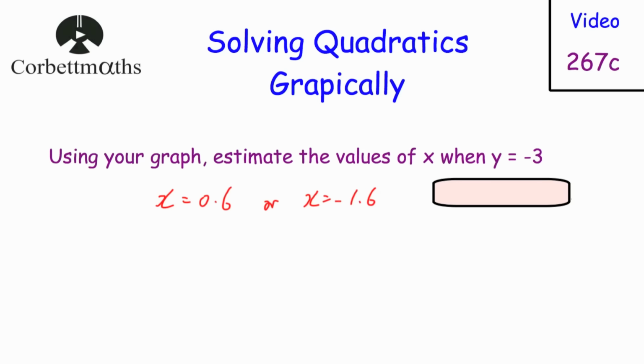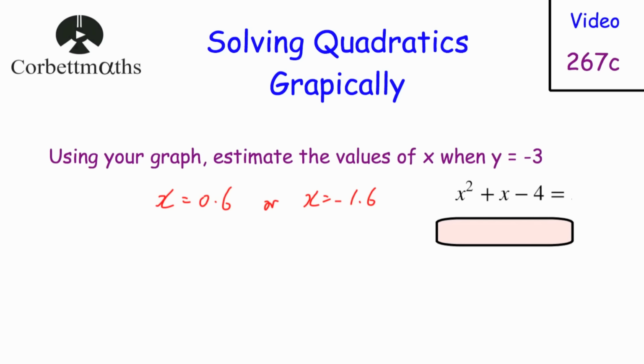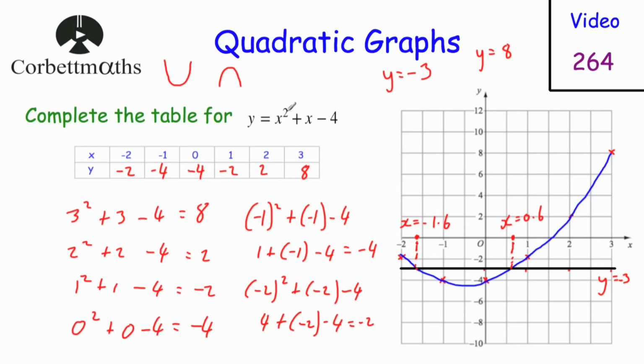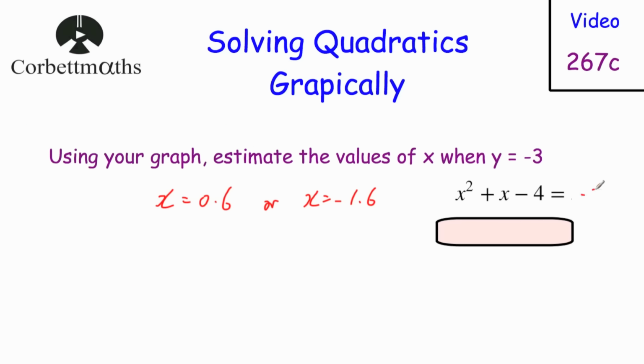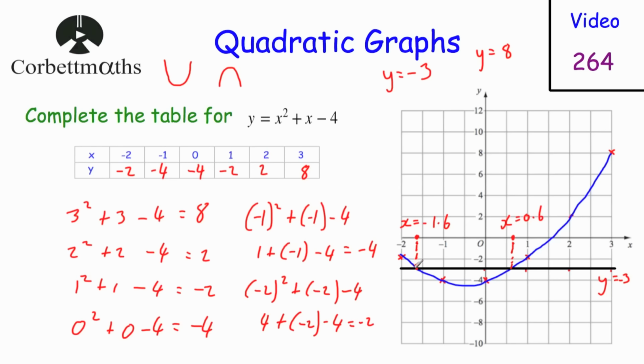Just to also point out that the question could be written in a slightly different way. Rather than saying find estimates of the value of x whenever y is equal to negative 3, it could have had the equation of the graph that we drew in the first question, this x squared plus x minus 4, and it could have just written equals negative 3. Then you just draw the graph of y equals negative 3 like we did, a horizontal line going through negative 3, and go up to the x-axis and find those values.